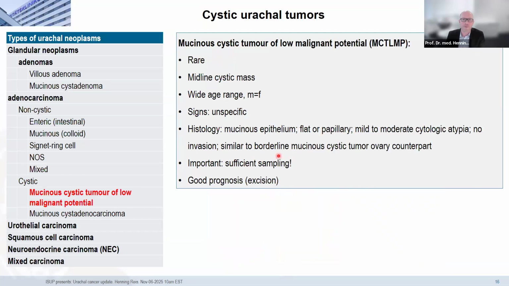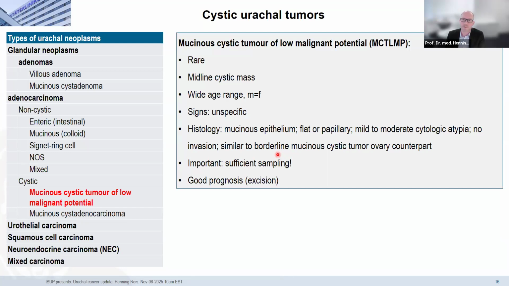A little bit different is the mucinous cystic tumor of low malignant potential. It is also very rare, a midline cystic mass as well, similar age range. The signs are also unspecific. And the difference here is that the mucinous epithelium, I will show a little bit of histology on the next slide, can be flat or papillary, can have some tufting, and has mild to moderate cytological atypia, so low grade, no high grade. And it, of course, doesn't show any invasion.